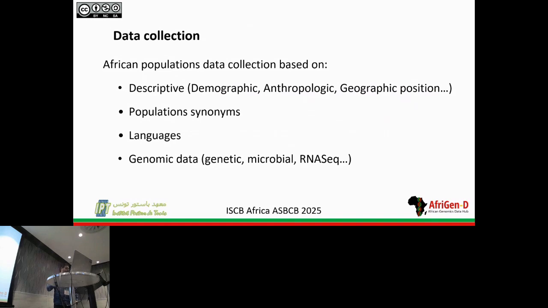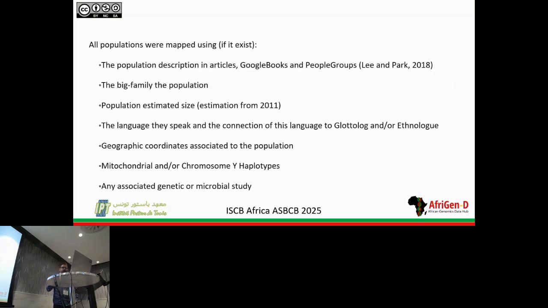And then genomics data. There's a lot of genomics data, most of which we'll see in detail, related to chromosome Y and mitochondrial DNA. Populations were mapped following the population description in articles, Google Books, and people groups. There are a lot of resources in different countries with different definitions. Then the big family of the population, because the classification of the ethnic groups is structured into big families and small families. When we talk about Bantu speakers, there are many subgroups in this population.